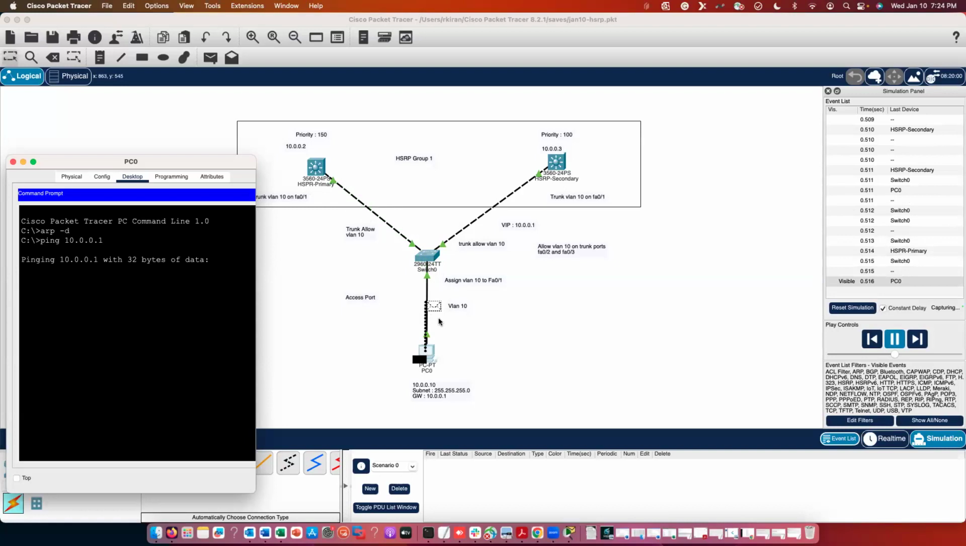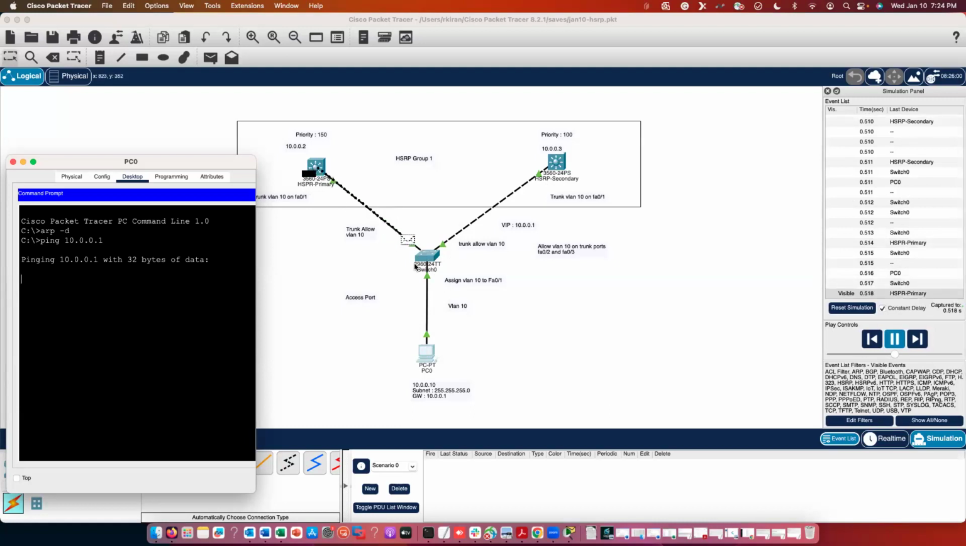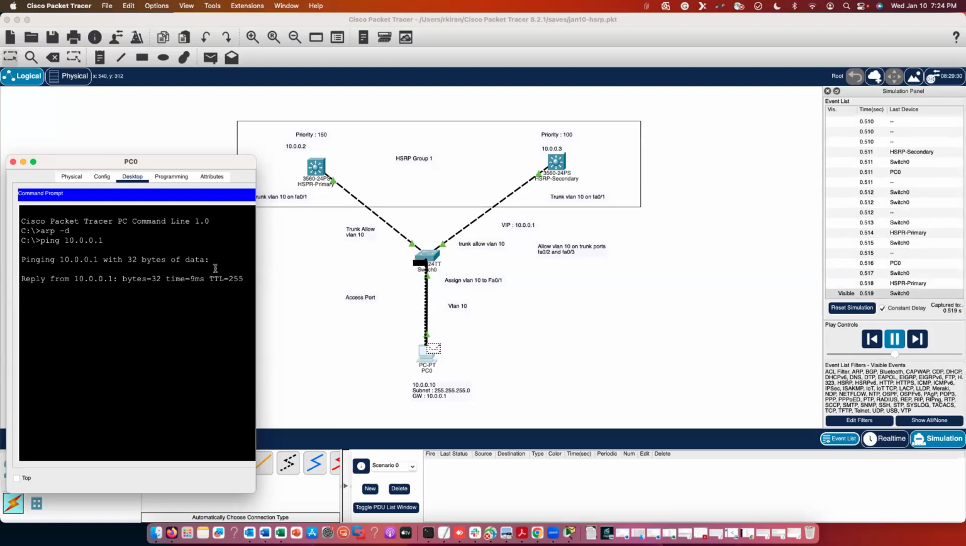So from the next packet, it should be a unicast packet. It should not be broadcasted. It should not be sent to both the switches. It should be sending only to the primary. It's sending only to the primary. This one is replying back. Got the response to the PC0. So from this, we identified that the packet went all the way to the primary.